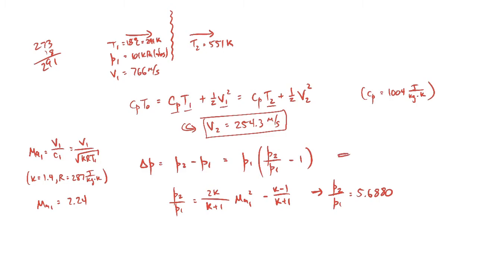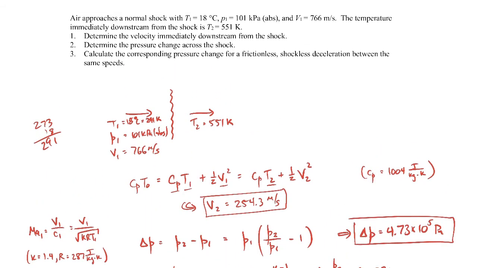So anyway, if we plug in these numbers, you'll get that the delta P comes out to be 4.73 times 10 to the 5th pascals. Sorry, I looked at the wrong number. But anyway, that's how much the pressure changes across that shock wave. That's the delta P. So a big change in pressure. This is the ratio of how the pressure changes, and this is the actual delta P. Okay, so that gives us part 2.